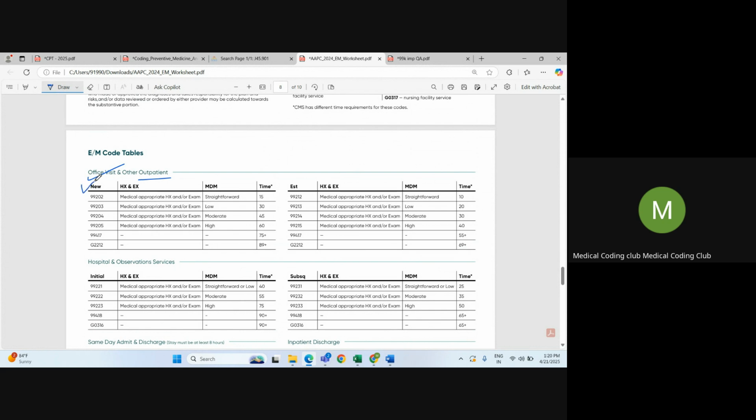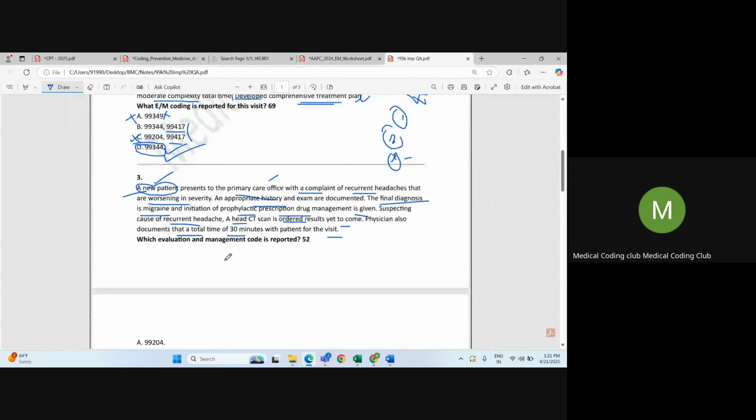So the patient is a new patient. For a new patient, 30 minutes must be met or exceeded. So 30 to 44 minutes, your level will be 99203. According to time, you will get 99203. So let's find out according to MDM what we will be getting. Read the question here.